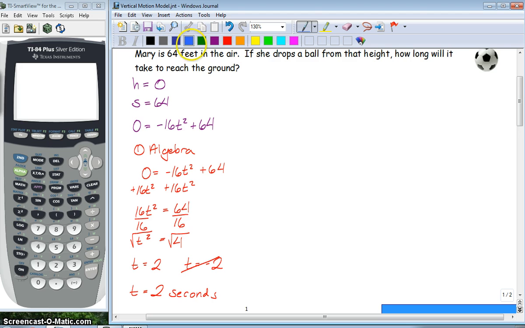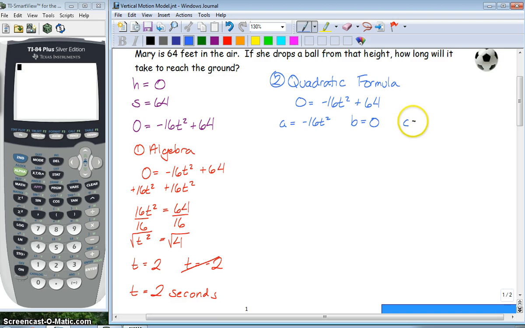The second way we can solve this is we can use the quadratic formula. So I'm just going to rewrite the equation right here. It's already in standard form, so I don't need to worry about moving anything. I identify a, b, and c. A is negative 16 t squared. B is usually the number in front of the t, or the variable that just has a power of 1. Since there's nothing here, we're going to use 0, and c equals 64.